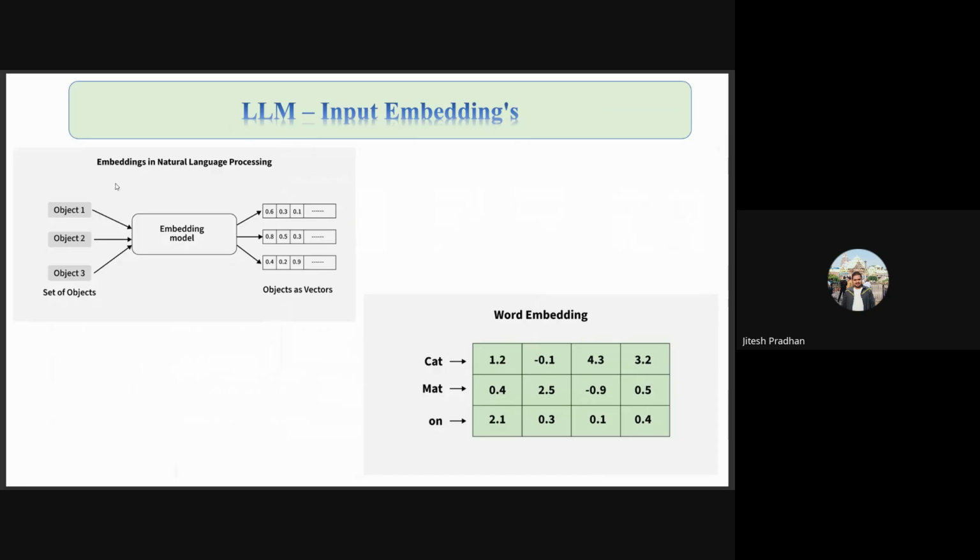Now let's take an example: embeddings in natural language processing. Look here. If we are given object 1, object 2, object 3, we can use any embedding model. It can be one-hot encoding, Word2Vec, or GloVe. There are many techniques to generate an embedding from object 1. It can be an image or a text. From object 1 it will generate vectors like this. These are called word embeddings. For cat, sat, on, it will look like this.